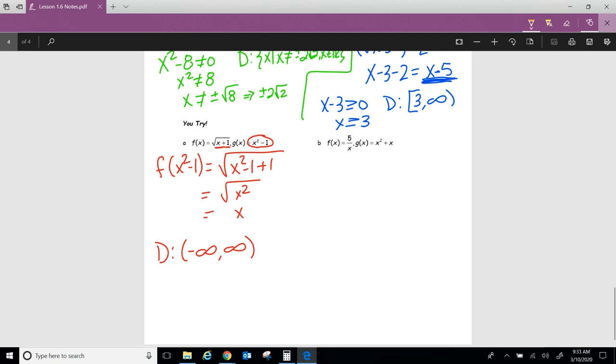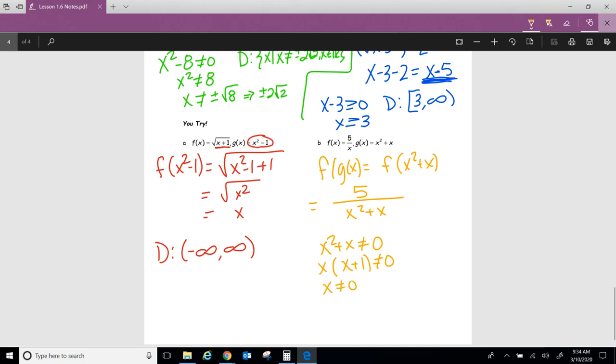And then finally for B, f of g of x would be f of x squared plus x. So that would give me 5 over x squared plus x. Well, even though the g is not restricted, the f is, because x squared plus x can't be 0. When I factor out an x, I get x times x plus 1 can't be 0, which means x can't be 0, x plus 1 can't be 0, and so x can't be -1.